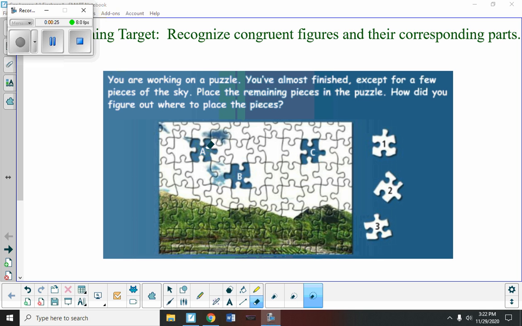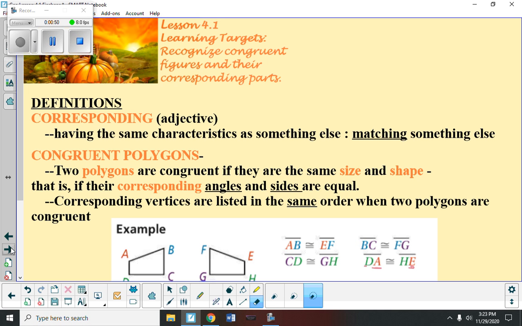So if you look at spot A here, to figure out which puzzle piece would fit, you'd have to have all the corresponding parts be the exact same size. And if you look at puzzle piece 1, I think you would see that it would fit in. It would slide right in. So to be congruent, all of the corresponding sides have to be the same, and it has to be the same shape. So let's look at some definitions here before we get too much further.